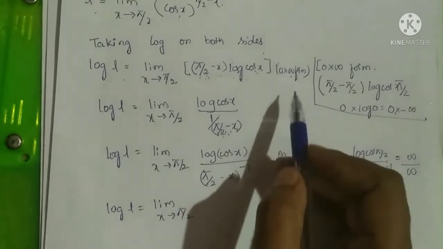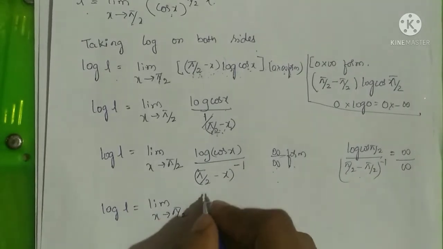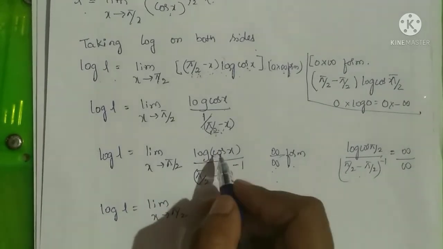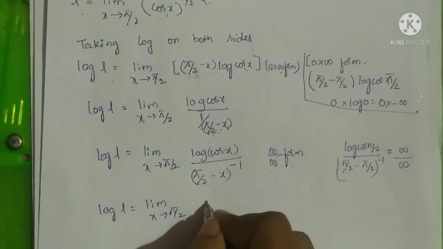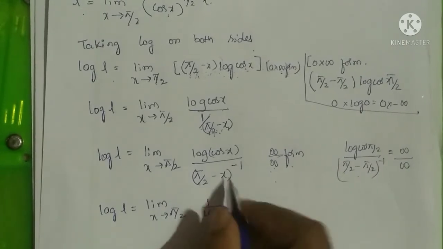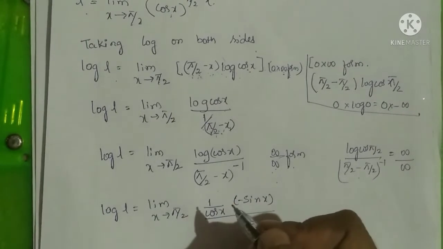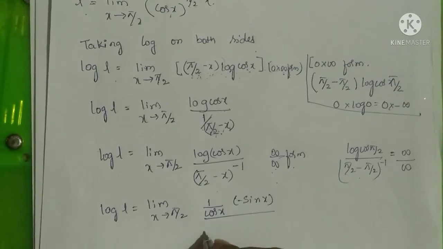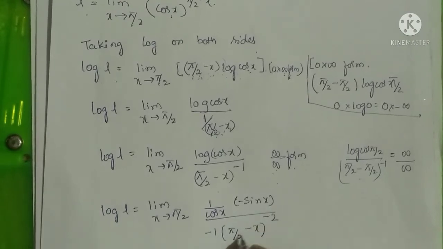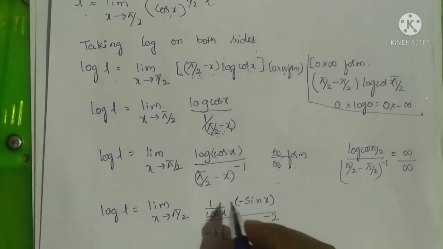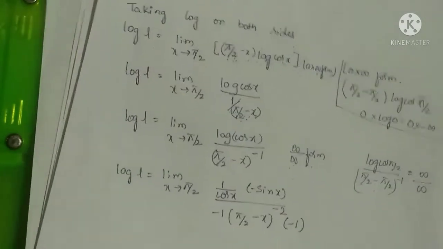So we have converted the 0 into infinity form to infinity by infinity form. The infinity by infinity form says that you have to differentiate the numerator and denominator separately. Differentiating log cos x gives 1 divided by cos x, and cos x differentiation is minus sin x. Differentiation of (pi by 2 minus x) to the power of minus 1 is minus 1 into (pi by 2 minus x) to the power of minus 2, and the differentiation of pi by 2 minus x is minus 1. So you can rearrange the terms here.